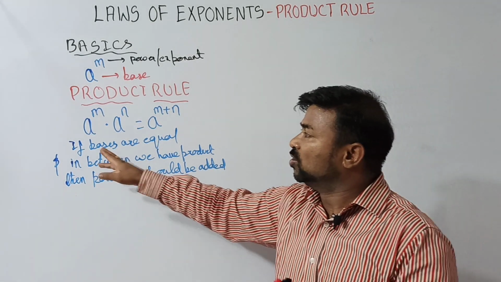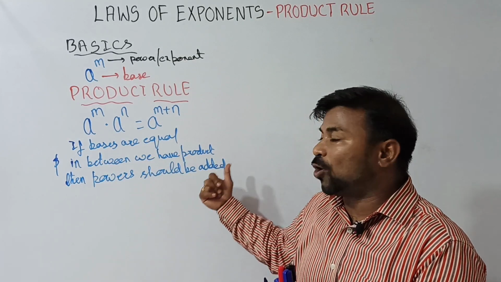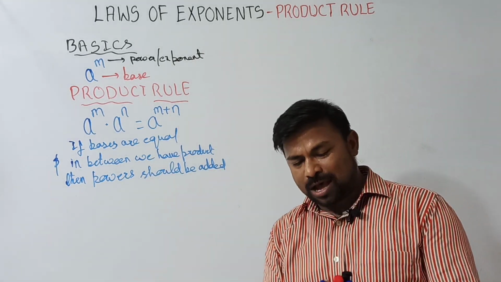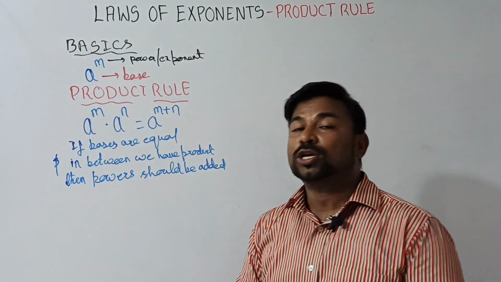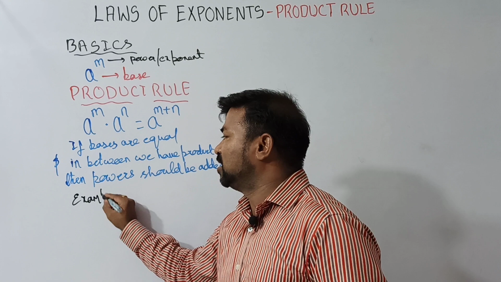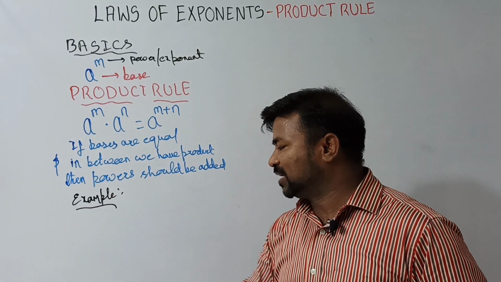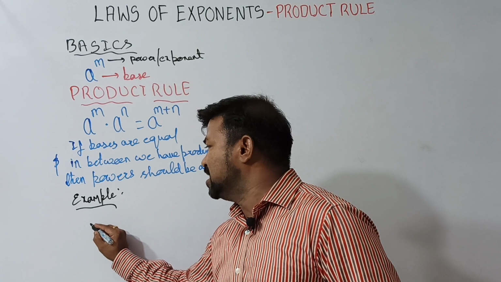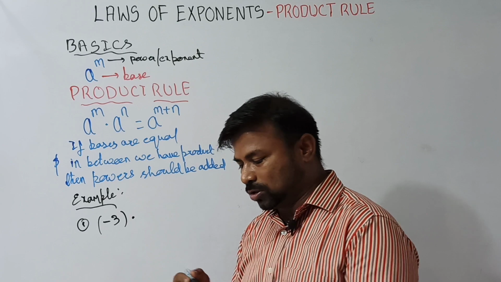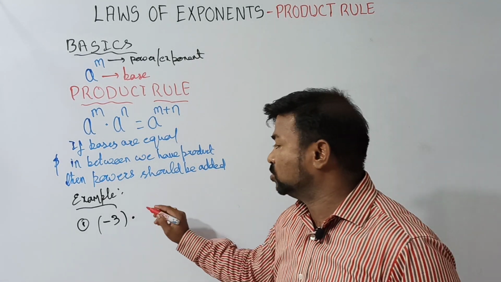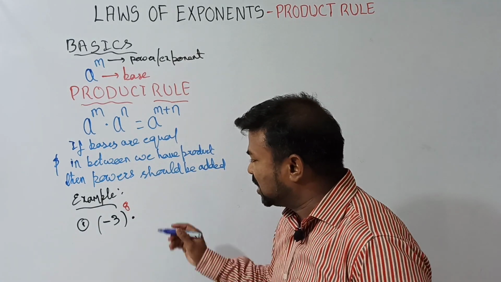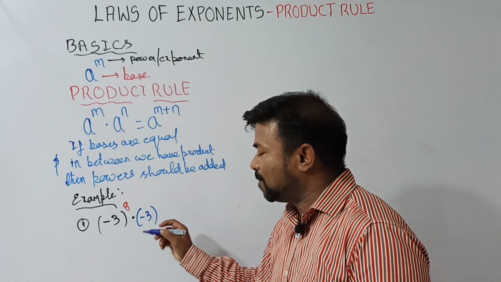Now let's get back. If bases are equal and in between you have a product, then the powers should be added. This is our product rule. Now let us go with a few examples of this one. We are going to work with examples of different styles so that you can understand it better. The first example: (-3) to the power 8, and the next one again (-3) to the power 8.